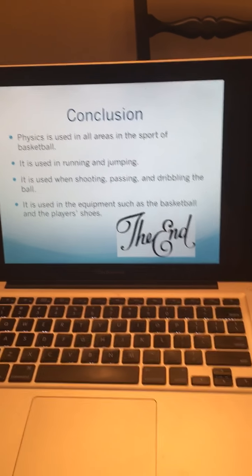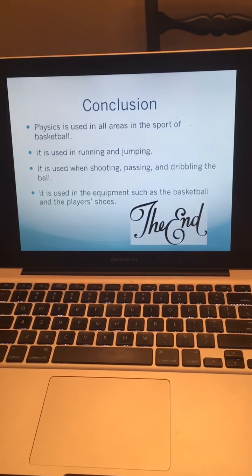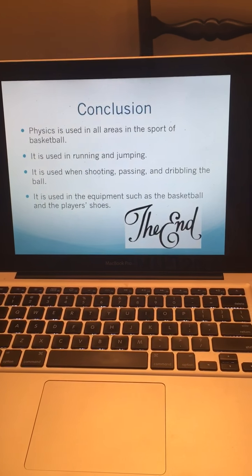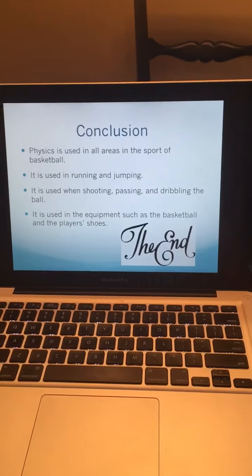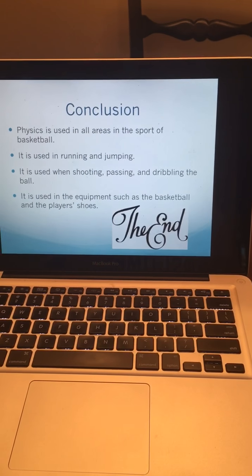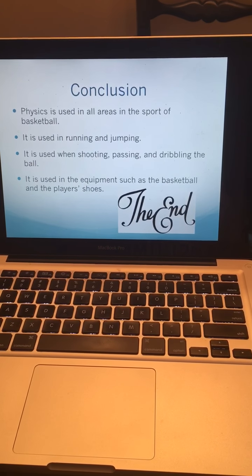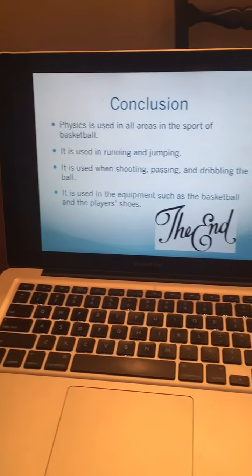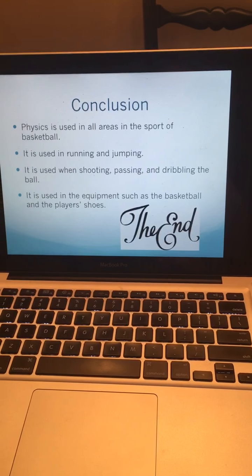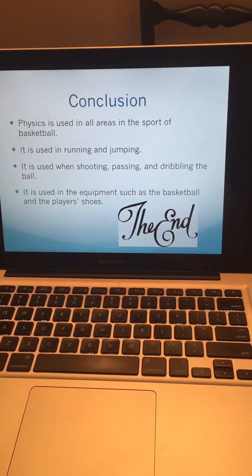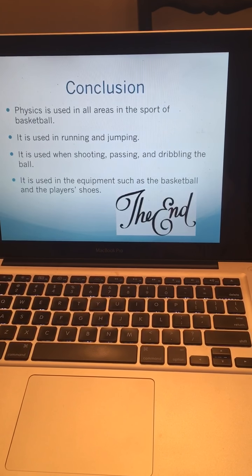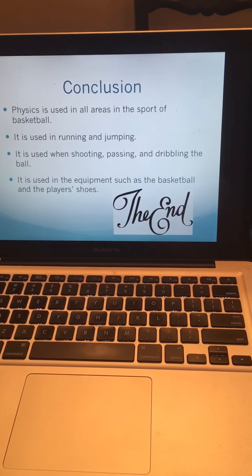Overall, physics is used in all areas of the sport of basketball. It is used without the ball in running, jumping, and playing defense. It is used with the ball in shooting, passing, and dribbling. And finally, it is also used in the equipment, such as a basketball or the player's shoes. Physics can help people understand the sport of basketball better and can also help individuals become better players by understanding the logic behind their sport.